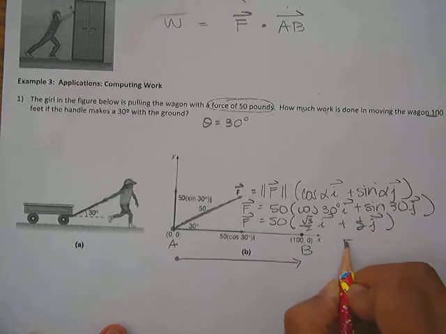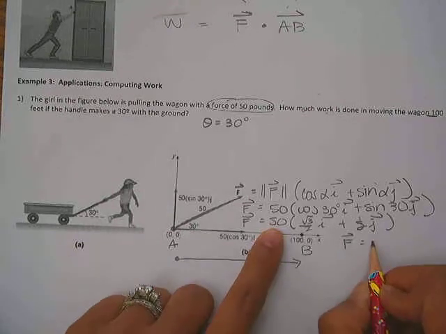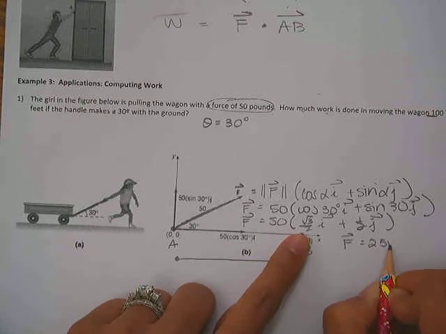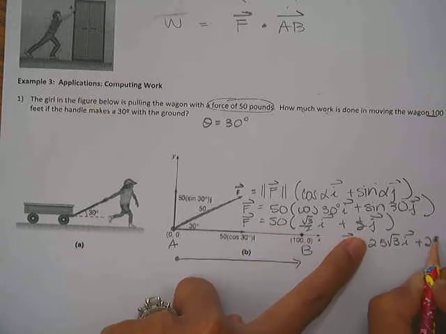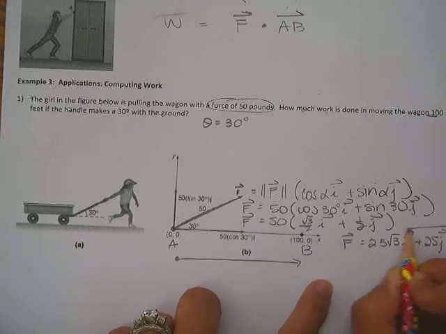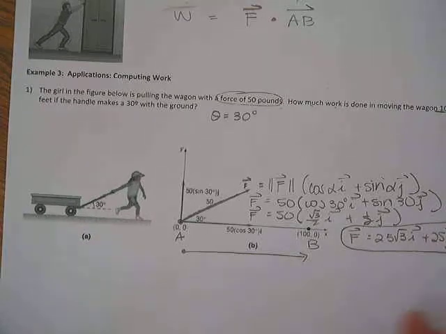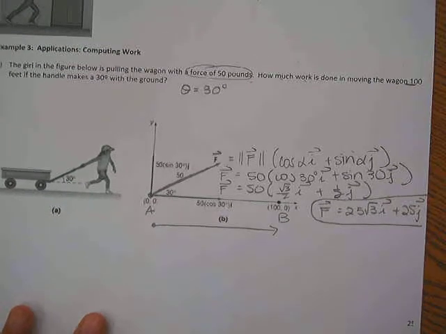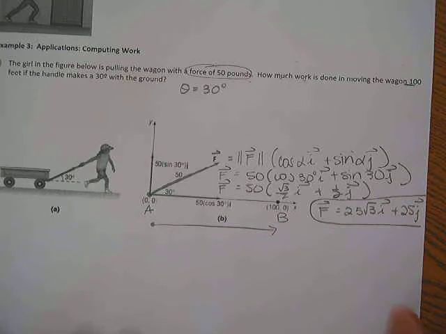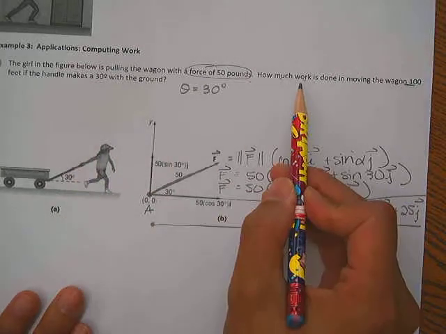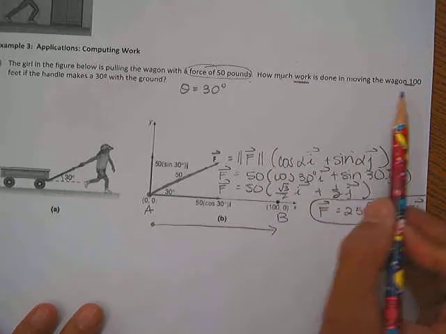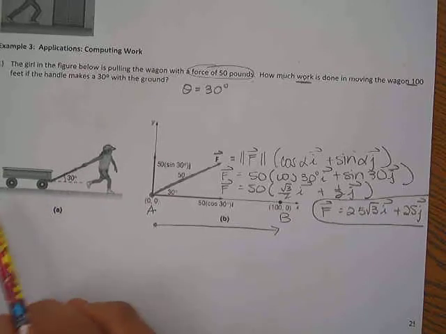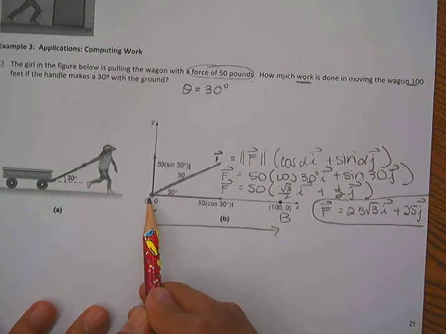Let's simplify this out a little bit. This is going to give me 25 root 3 i plus, distribute your 50, that's 25j. So this is the force vector. Alright, so we found the force vector. Now we're going to use the work formula, because it says here how much work is done in moving this particular object, in this case a wagon, 100 feet from where we started.